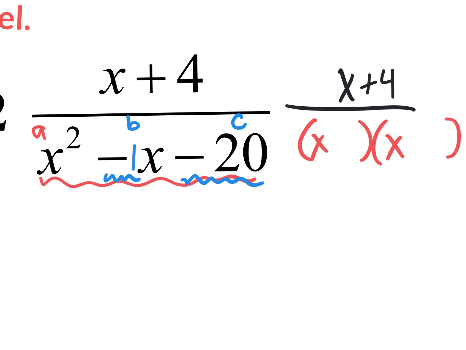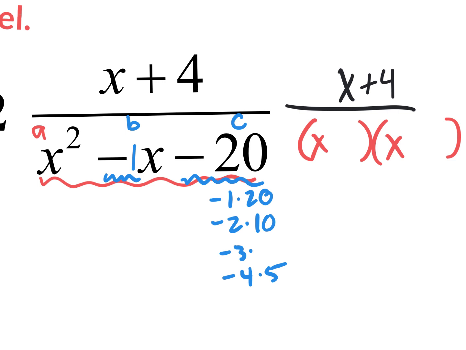If you don't see it right off the bat, make a list. How could you get negative 20? Negative 1 times 20. Negative 2 times 10, negative 3 doesn't work, negative 4 times 5. Those are all the possible ways of multiplying numbers together to get negative 20 besides changing signs.